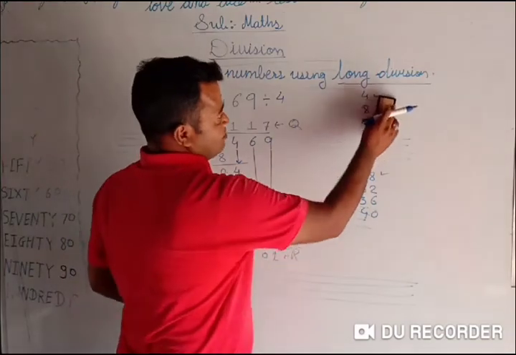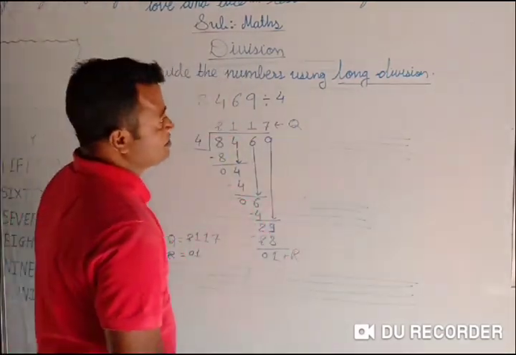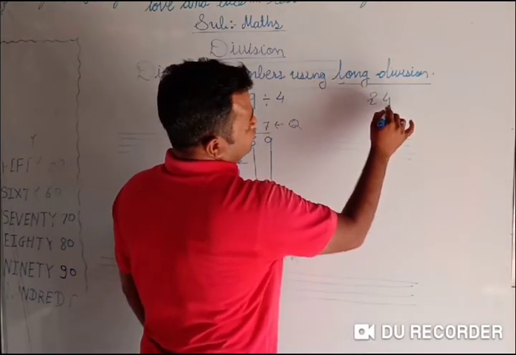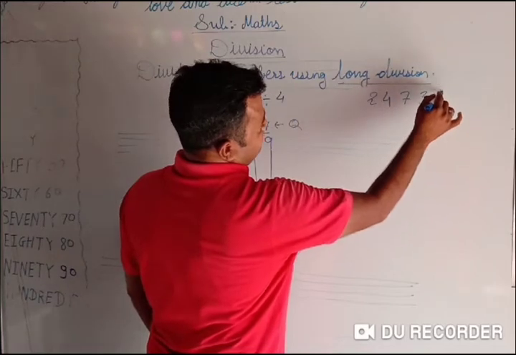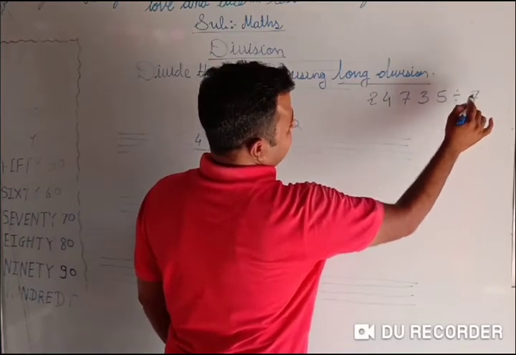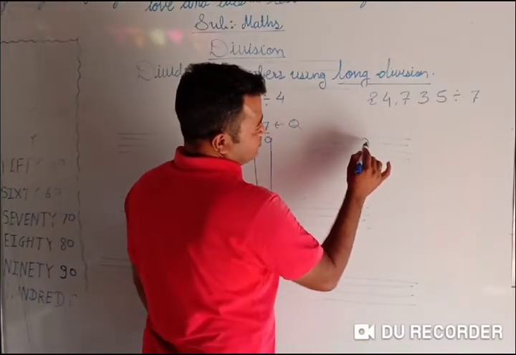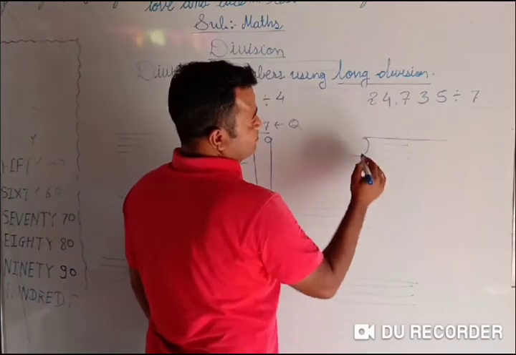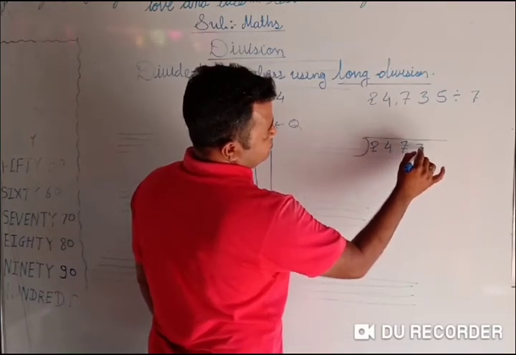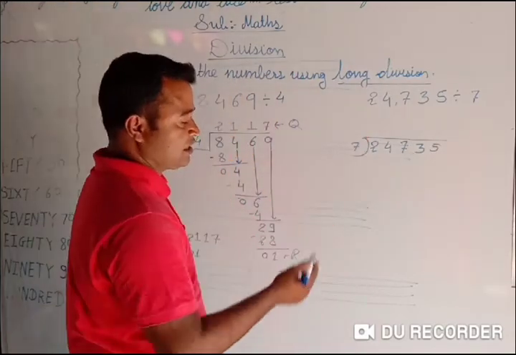Right? Let us take one more example. For example, my sum is 24,735 divided by 7. Right? Let us understand this. So make a division symbol and write down the number 2, 4, 7, 3, 5 divided by 7. And if you need, write down the 7 times table.